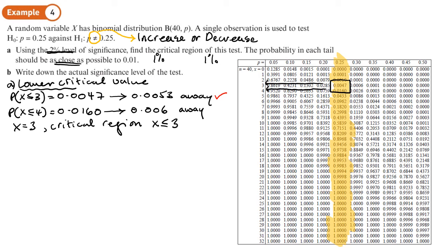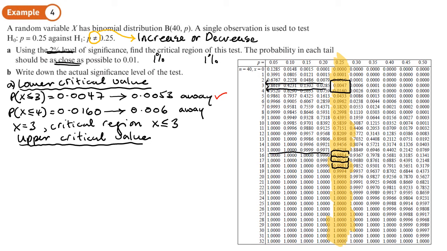Now let's look for the upper critical value. This is always the one that's a little bit more tricky. So this is where we need to be able to interpret the table back to front. Now, if I'm looking for an upper critical value and it's 1%, I'm really looking for values close to 99% at the other end. So there's 99% there. That's a little bit less. So I might try a few of these and see which one I get, which is closest to 1%.